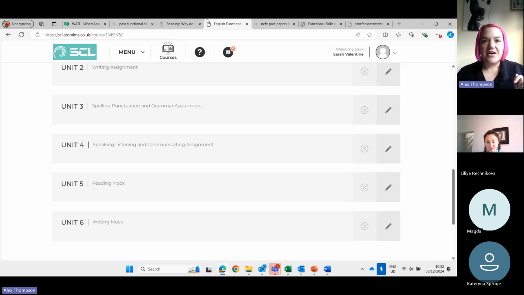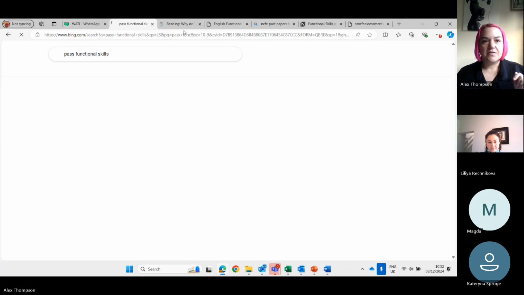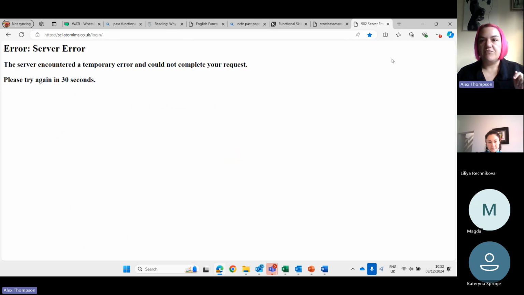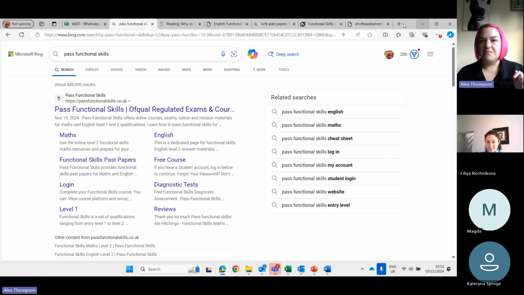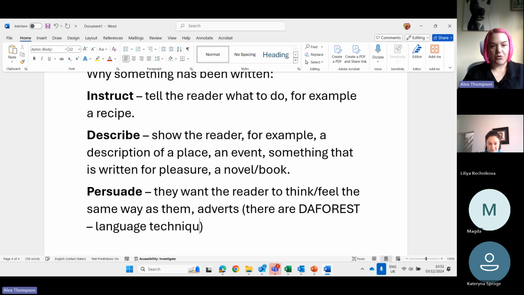In fact, on Atom, we do have, if I can find it, where is it? Oh, right, okay, so looks like Atom's potentially down at the moment. There is a recorded lesson on Daft Forest. It may be called Language Techniques. So it's worth having a look at those. But again, we will go into those, I think, on Thursday or Friday of this week.